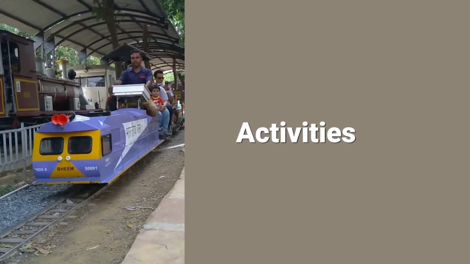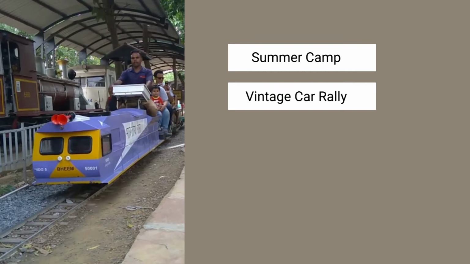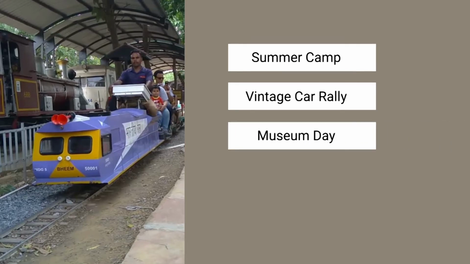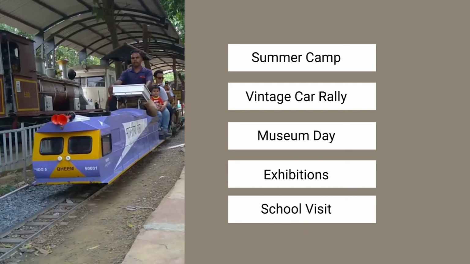Then what are the various activities which the National Rail Museum undertakes? It organizes summer camps for children, undertakes vintage car rallies, organizes Museum Day, holds exhibitions and conducts school visits. We have seen that there are museums which are sources of information. The slides have shown the collection and activities of the National Museum and then the National Rail Museum.